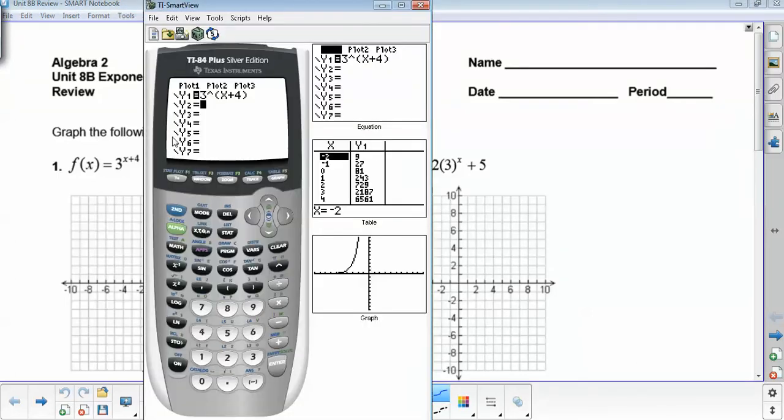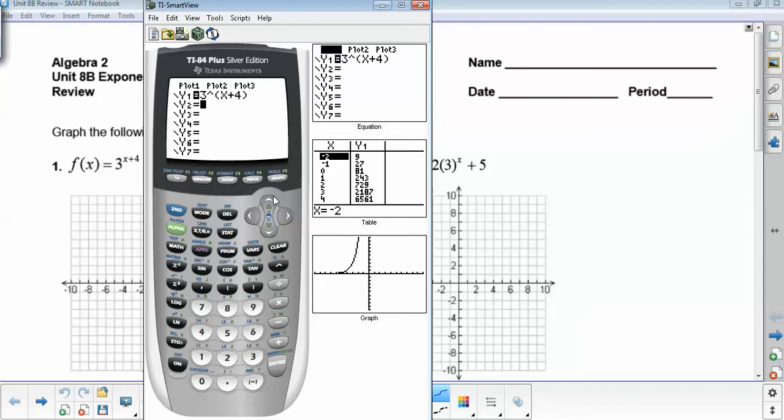3 to the x plus 4, and what you're going to notice in your graph is that the graph is shifted to the left, which is actually what happens when you change the x. You would expect all of the points to be shifted to the left 4, so that normally our important points would be -2, -1, 0, 1, and 2. But everything is shifted to the left 4.